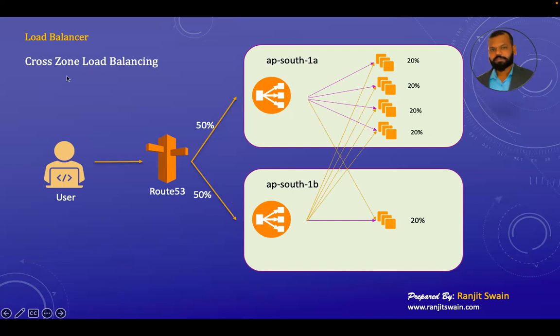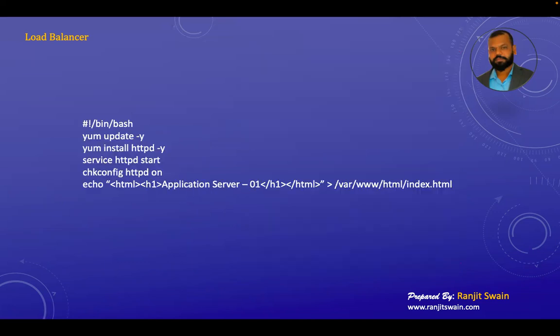If we have set up cross-zone load balancing, what will happen? This 50% will be equally distributed among the 5 servers, so 20% each will be used. We'll see in detail when we learn Route 53 how the request can be redirected equally, by setting a threshold, by setting the parameter. We'll see in detail.